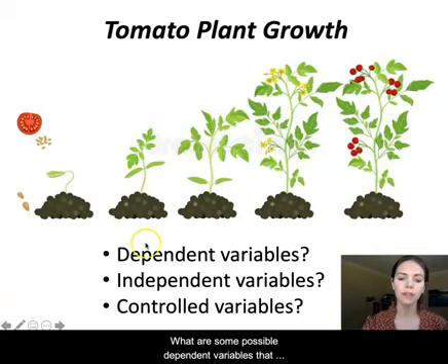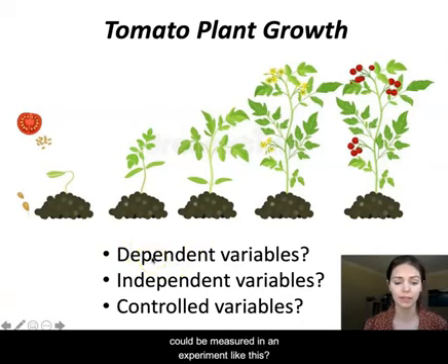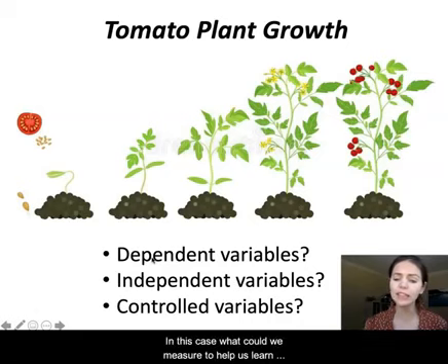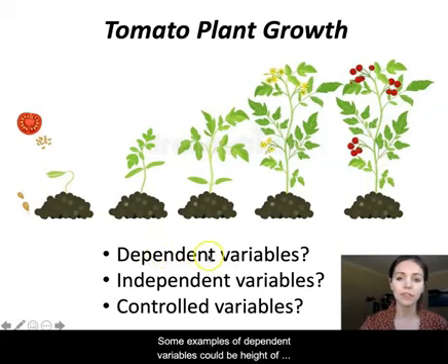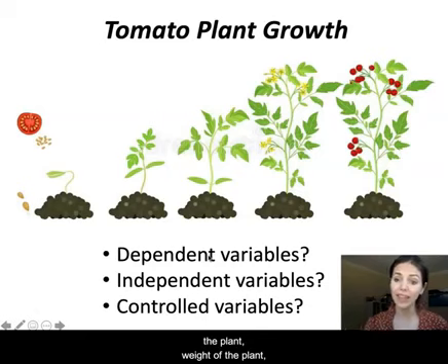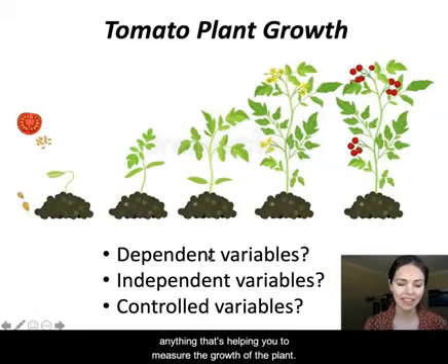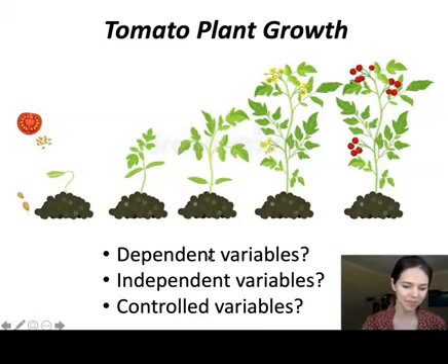Okay, what are some possible dependent variables that could be measured in an experiment like this? And remember, dependent is something that the researcher measures in an experiment. So in this case, what could we measure to help us learn about tomato plant growth? Okay, so some examples of dependent variables could be height of the plant, could be weight of the plant, could be the number of tomatoes, the number of leaves, anything that's helping you to measure the growth of the plant.